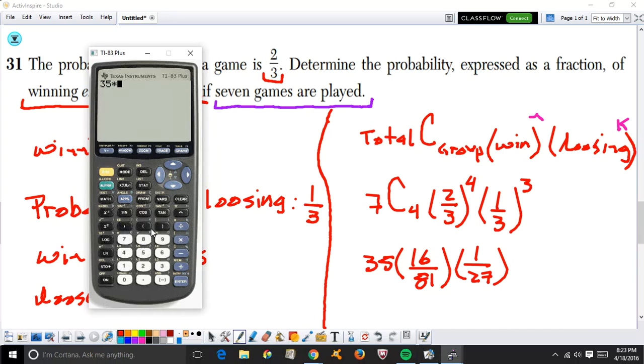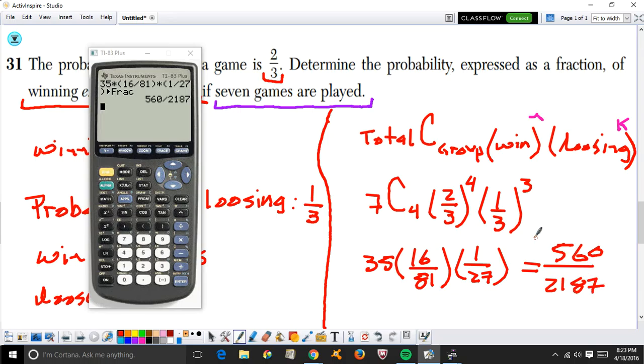35 times fraction 16/81 times 1/27. We want our answer in fractions, so second fraction. So we see that our answer is equal to 560 divided by 2187.